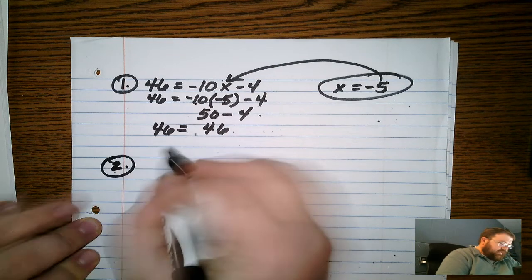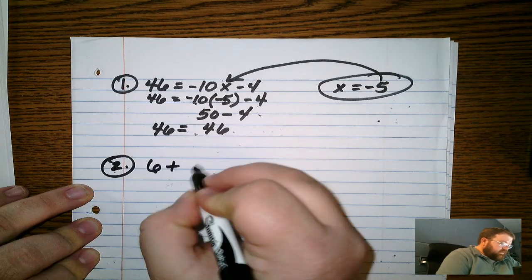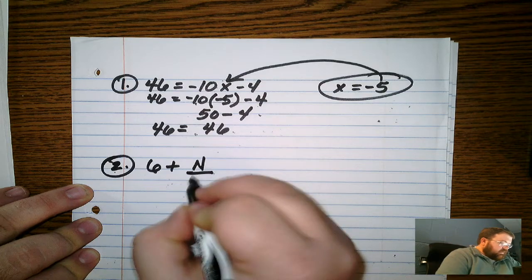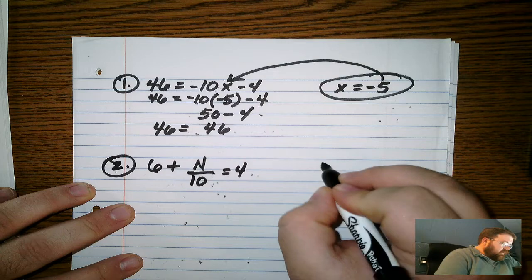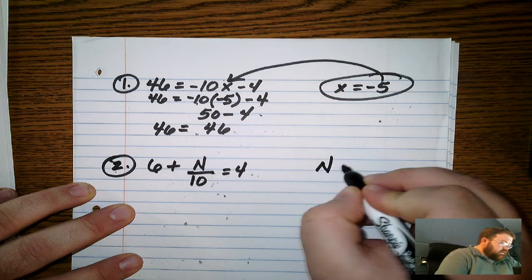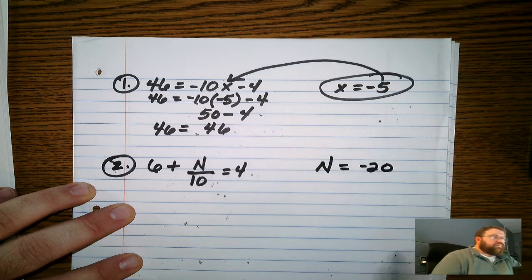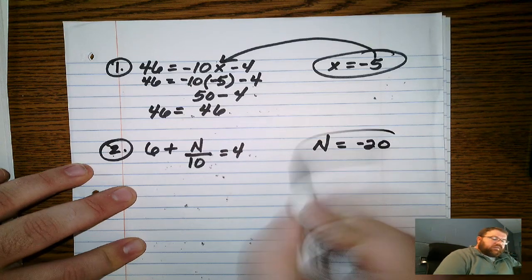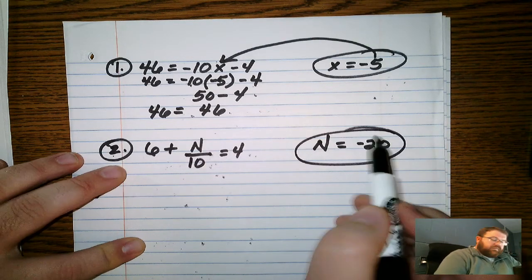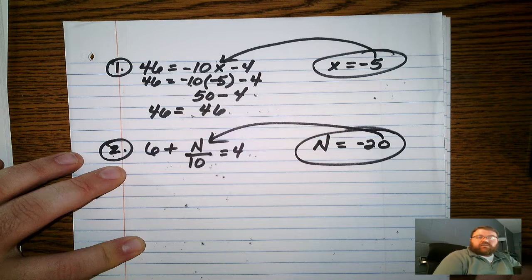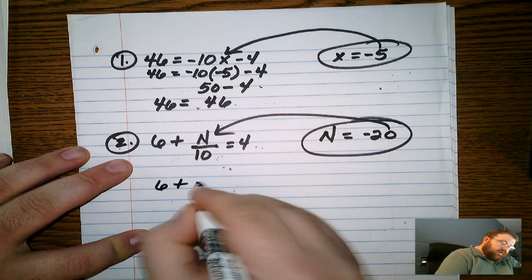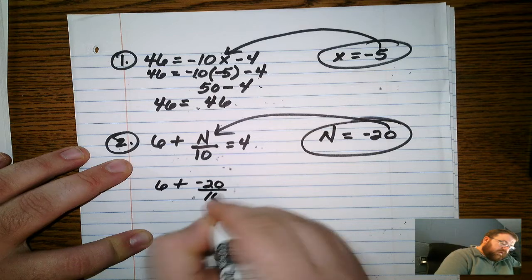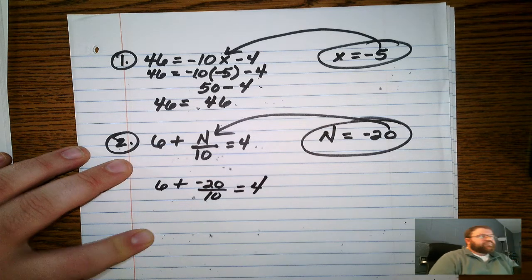Problem number 2 is 6 plus n divided by 10 is equal to 4. And we had n is equal to negative 20. I'm going to take the value of n and substitute it in for your variable: 6 plus negative 20 divided by 10 is equal to 4.